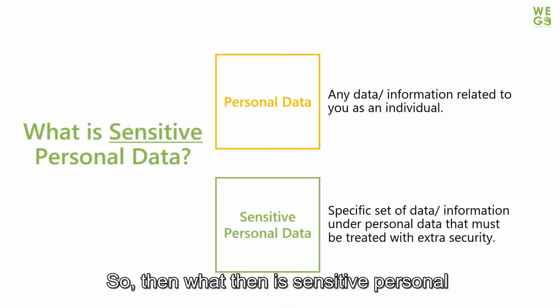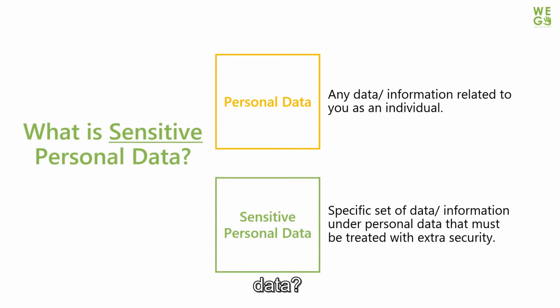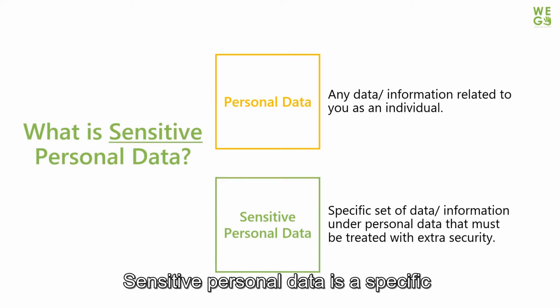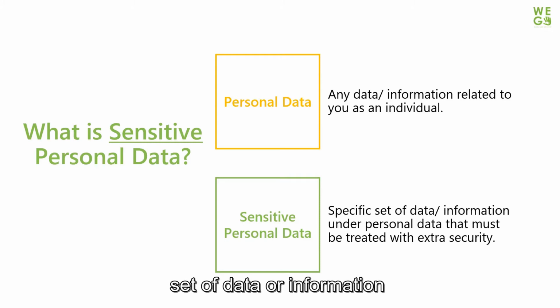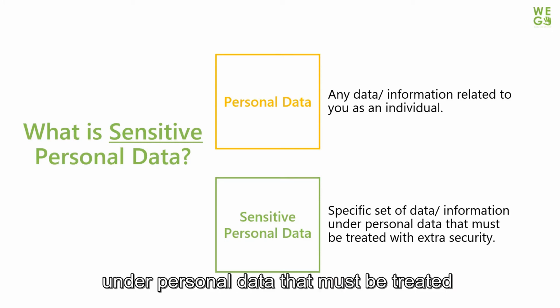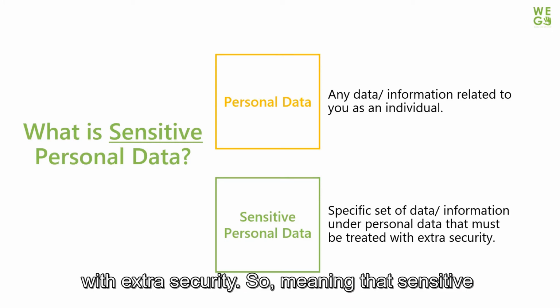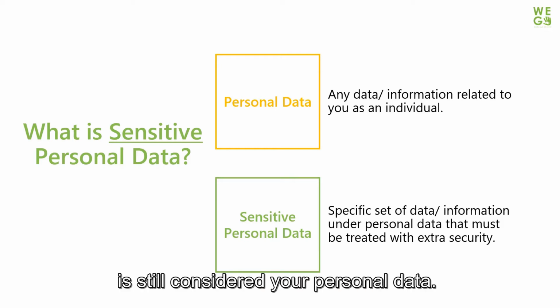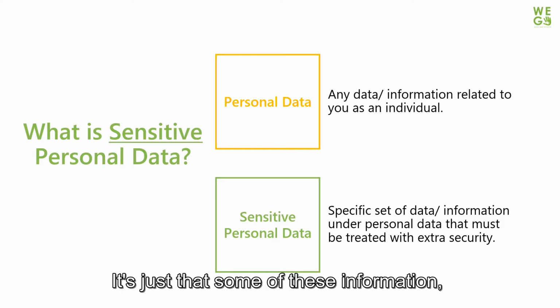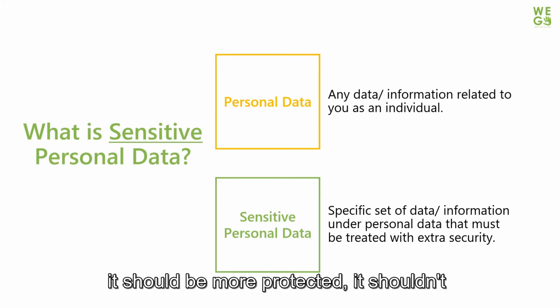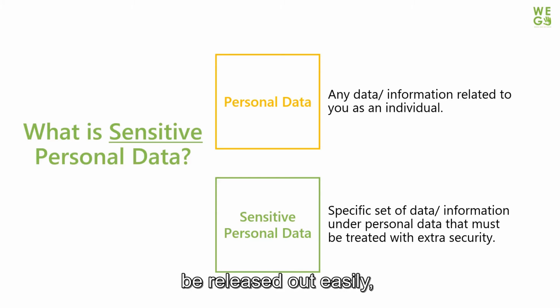So then what is sensitive personal data? Sensitive personal data is a specific set of data or information under personal data that must be treated with extra security. Meaning that sensitive personal data is still considered your personal data. It's just that some of the information should be more protected, it shouldn't be released out easily, and we just need to treat it with extra care.